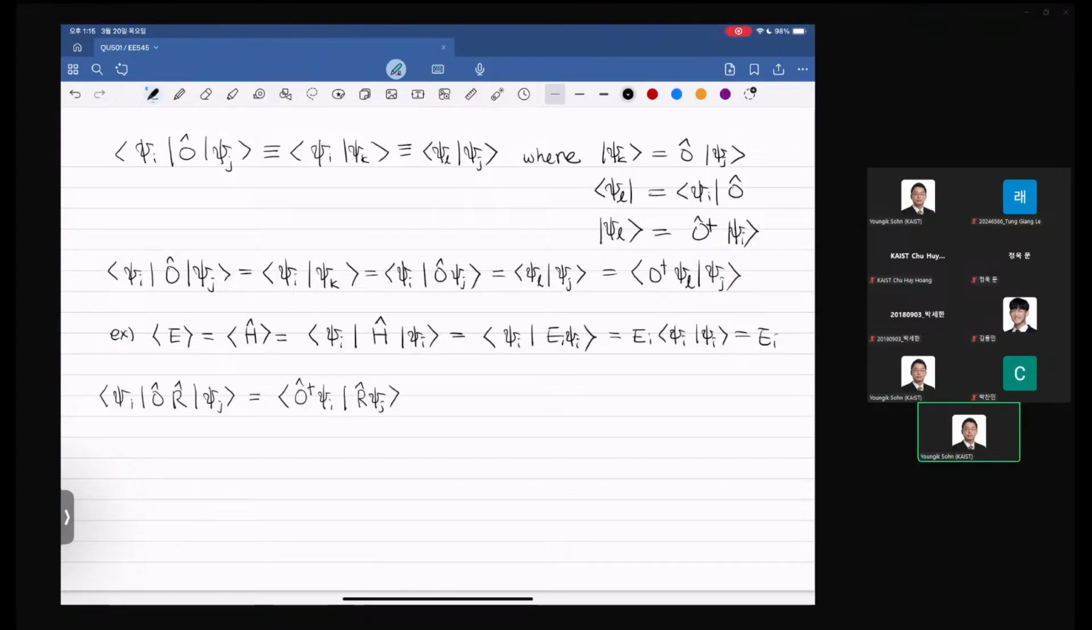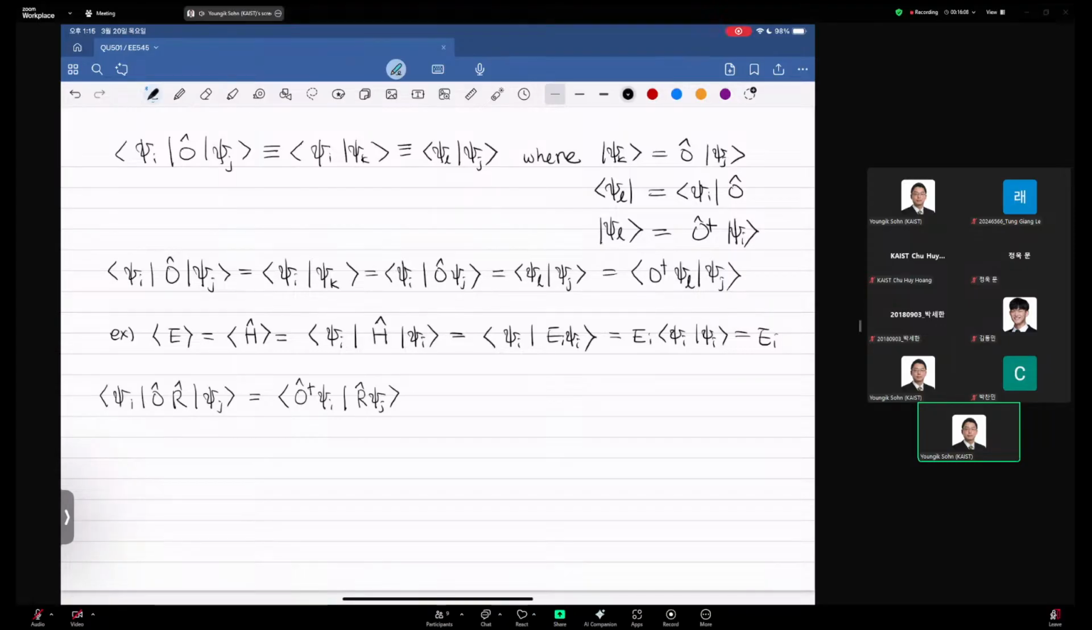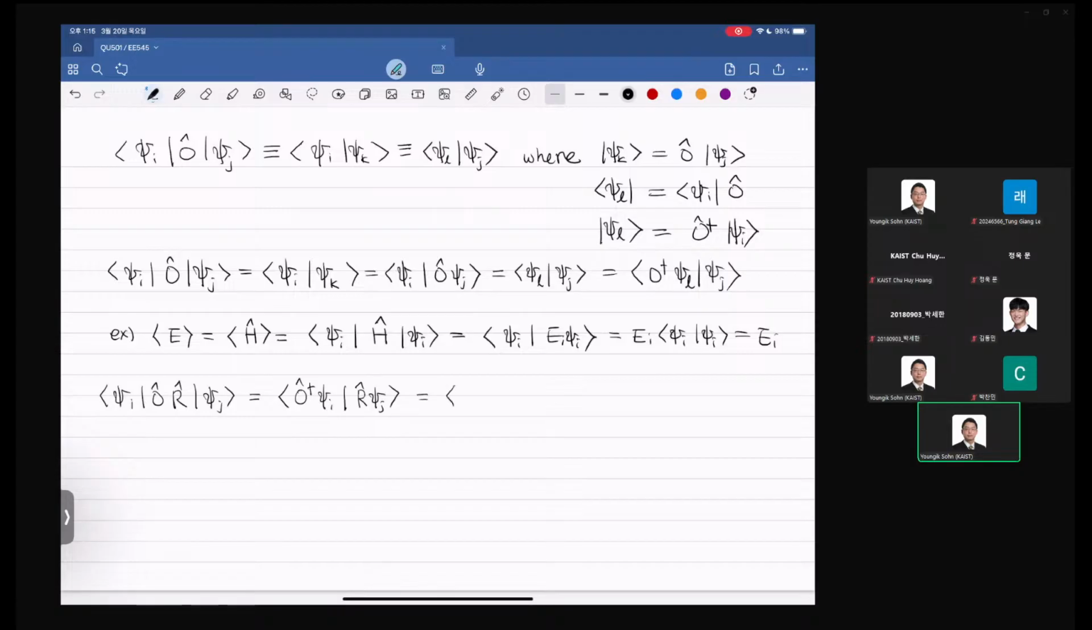You can do this way, right? You apply O to the left and apply O dagger to psi i, you'll get a quantum state, and then you take the bra shape of it and then take inner product with R psi j. Or this is also an equivalent way of writing it.